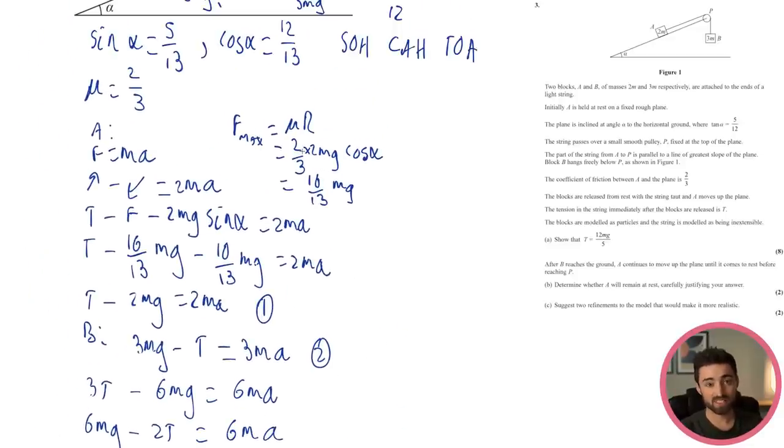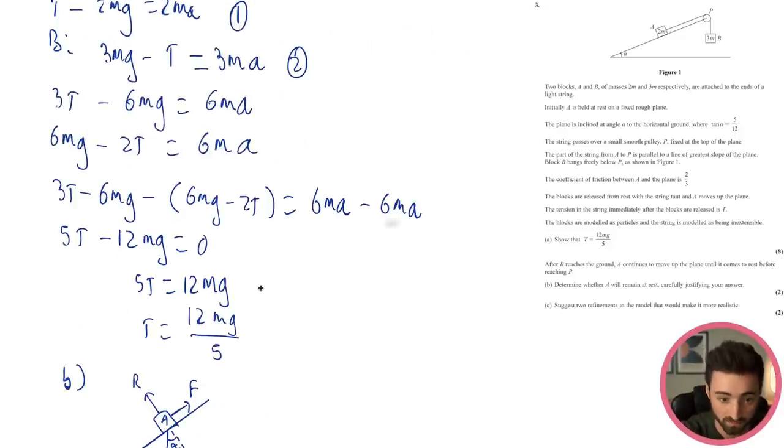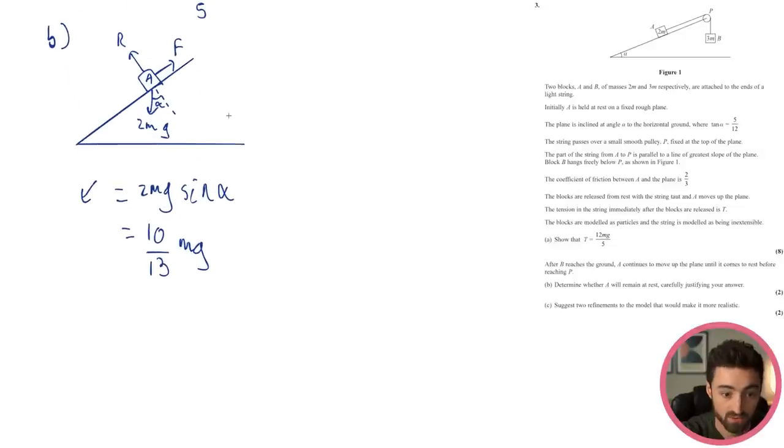And now this isn't going to change because look, F max is a function of mu, which isn't going to change. That's just to do with the kind of materials in the block and the plane and how they interact with each other. The R doesn't change because that's just acting in this direction. We've removed the tension, but the R direction hasn't been affected at all. So this is still 16 over 13 mg. So the F max is 16 over 13 mg.